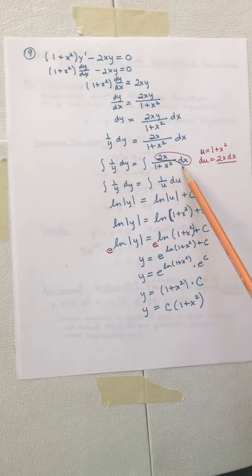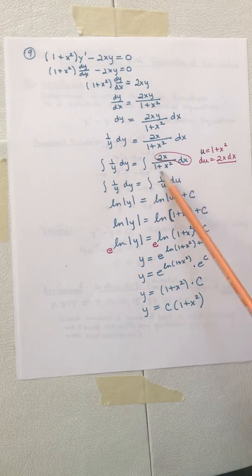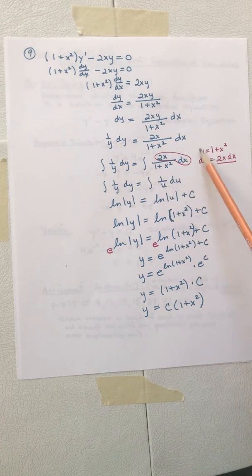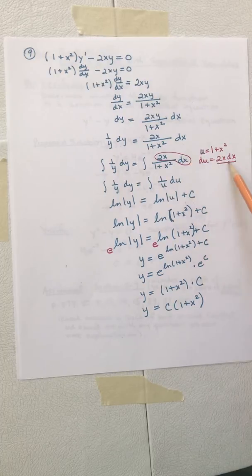We need, let's see, what did I do first? I guess I left this integral alone, and I did a u/du substitution on this. So u is 1 plus x squared, du is 2x dx. Now that gives me, which is nice because the 2x dx is the rest of the problem.